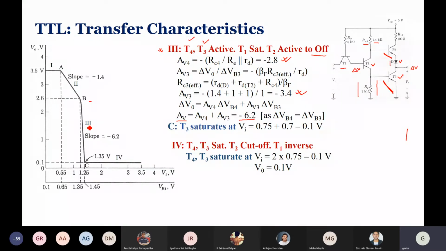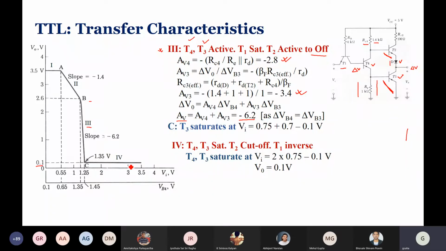And how long does it continue? Till T3 goes into saturation, that is 0.1 volt. And this 0.1 volt you can calculate, right? T3 is 0.75 volt going into saturation. So this is 0.7 volt, this one, minus 0.1 volt, that is 1.35 volt is what you are having just before the case when T3 is going into saturation and T4 is still in active region.